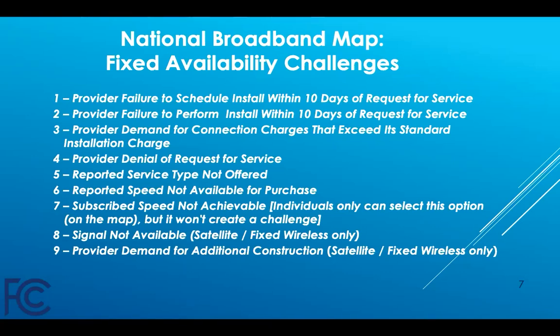The last 2 options are really specific to satellite and fixed wireless services. So this is where the signal's not available, perhaps the line of sight, maybe there's trees or something else in the way that's preventing that household from getting the signal from the wireless provider or from the satellite provider. Or demand for additional construction. So this would be something like they want to put up a tower on your property in order to install the antenna so you get the signal. That can be another reason why you can challenge the reported availability shown on the map.